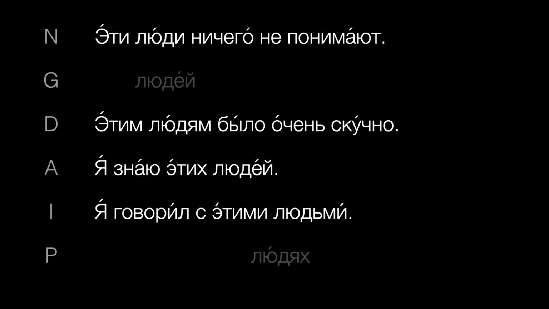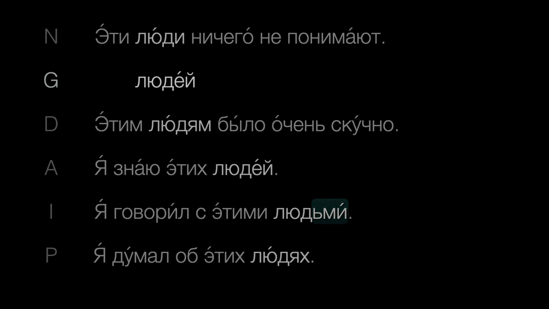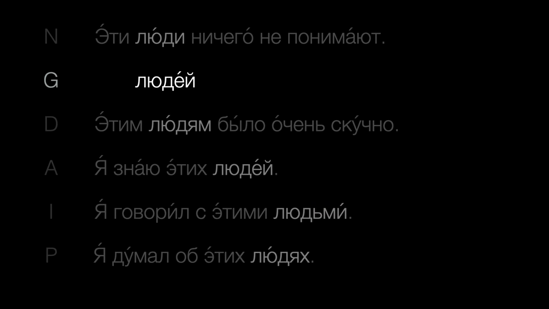Watch out for this one. It's a little irregular. Note the мягкий знак, the soft sign, followed by ми, людьми. Я думал об этих людях. You may have noticed that we skipped the genitive. Normally, we form the genitive plural by adding various endings to the nominative singular, but clearly there's something strange going on with this word.